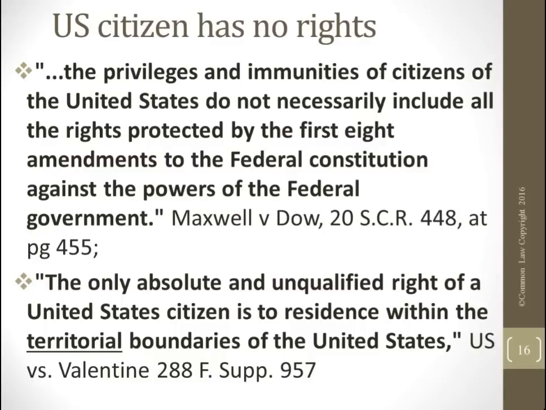Okay? Maxwell versus Dow. The privileges and immunities of a citizen of the United States do not necessarily include all the rights protected by the first 8 amendments of the federal Constitution against the powers of the federal government. In other words, if you're a U.S. citizen, you have no rights. Okay? Matter of fact, the next site says that. The only absolute and unqualified right of a U.S. citizen is to residence within the territorial boundaries of the United States. That's the only absolute and unqualified right, okay? Other rights can be granted by Congress, okay?